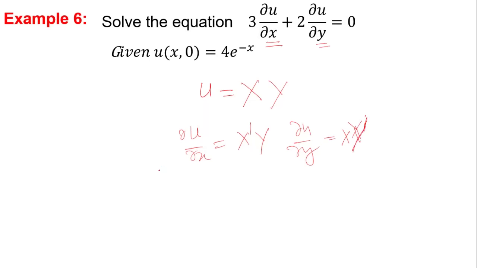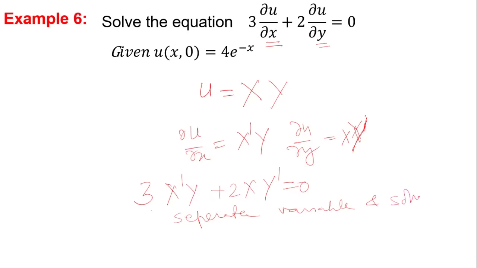ये अगर value हमने यहाँ पे substitute किया तो क्या आएगा 3X dash Y plus 2X Y dash is equal to 0. अब इसको variable separate करेंगे. Separate variables and solve X and Y. Substitute and apply condition. Is that clear? You will get the required answer. Is that clear? So that is the example number 6, which is homework to solve at home.